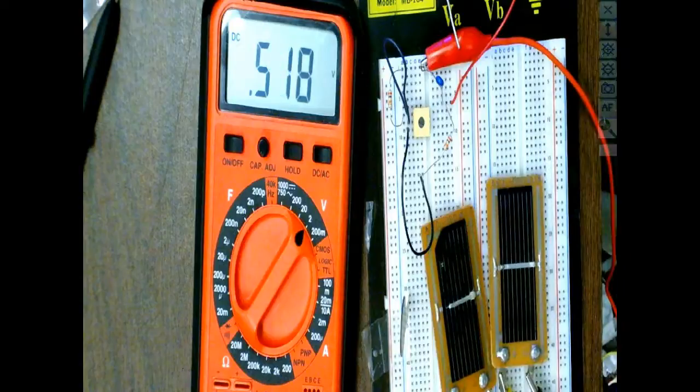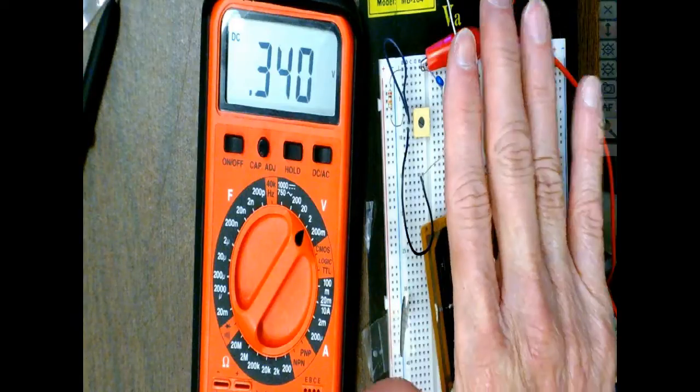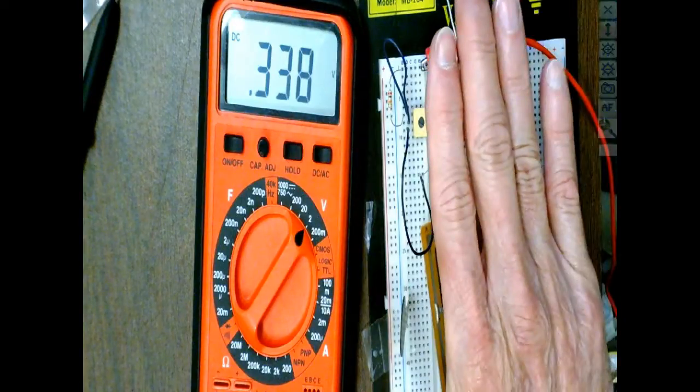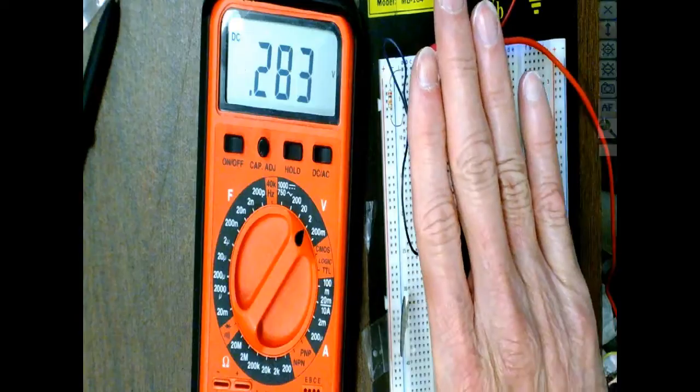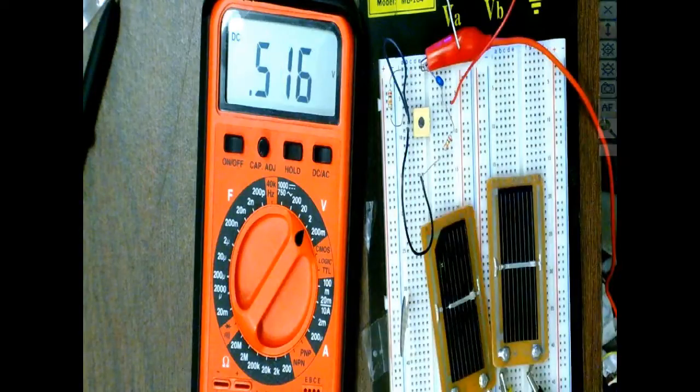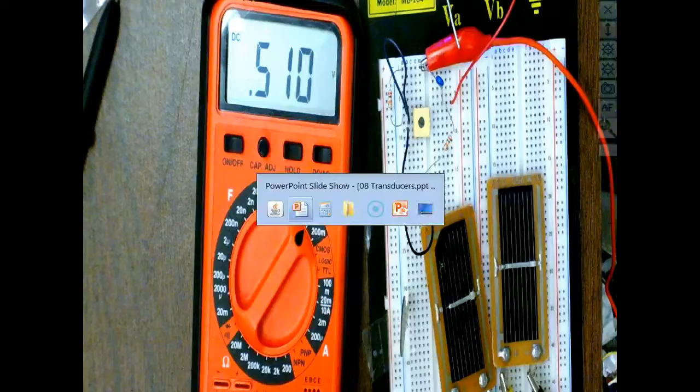Now, of course, we didn't increase the current capability. So if I tried to load this down with an LED or something, odds are the voltage is going to drop because these are not regulated. That's another consideration: these guys are not regulated, which means their output will vary with load. Isn't that neat? These guys output a voltage that is proportional to light.